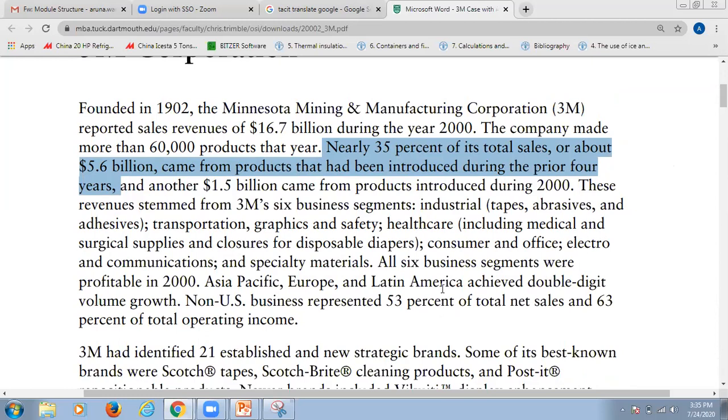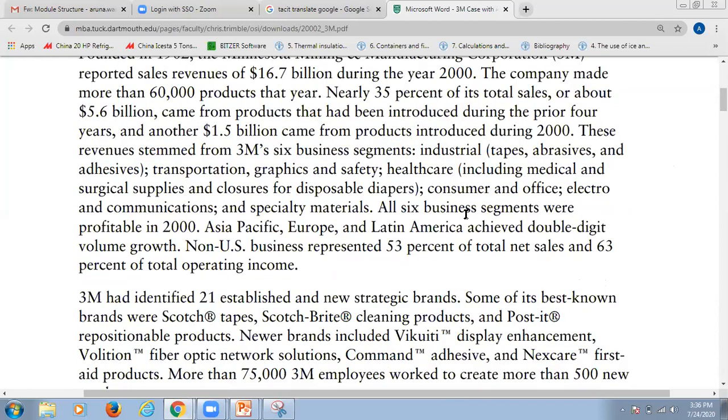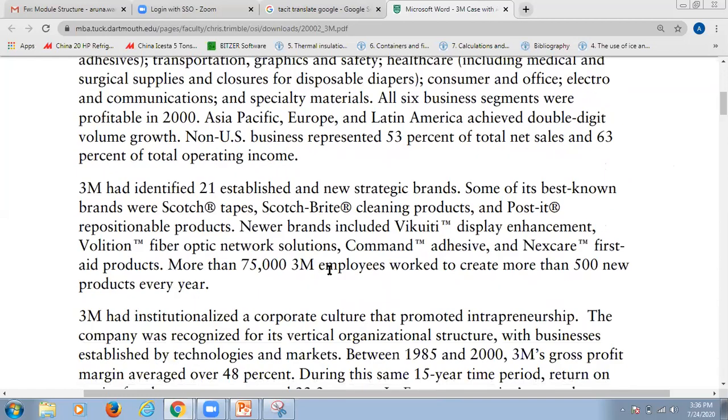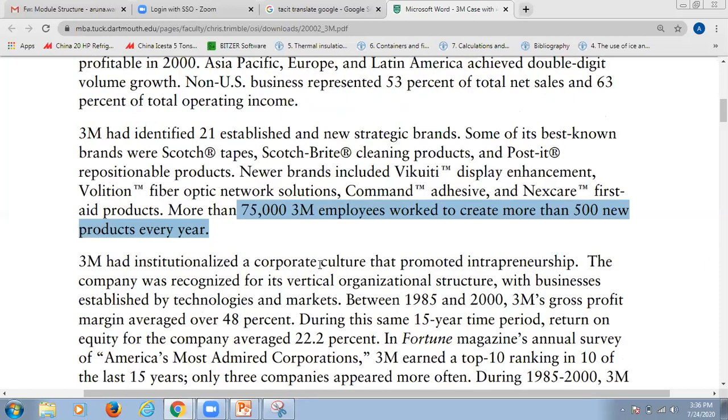Yeah, that should be the 35% or 30% rule they call it. So this is quite an old document, but you can see that 30% rule. So employees, 35,000 3M employees work to create more than 500 new products every year. So the 15% rule is there and the $50,000 grant is behind this. Every year 500 new products.